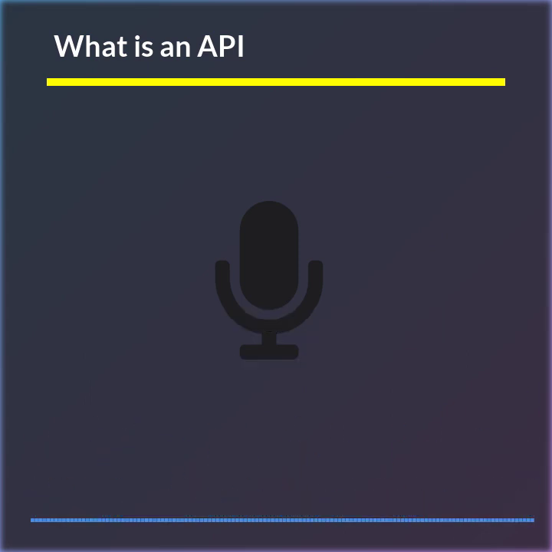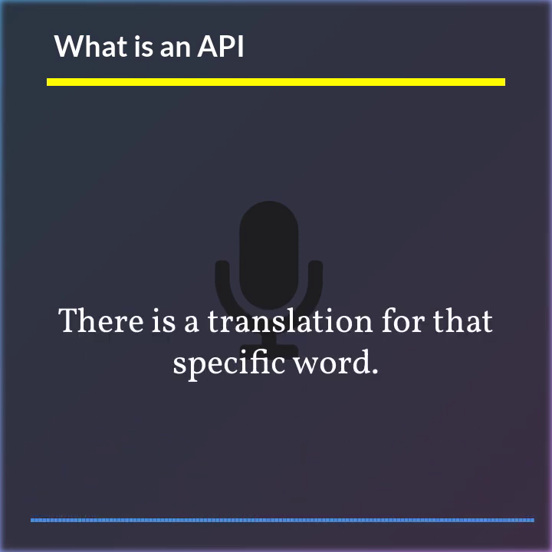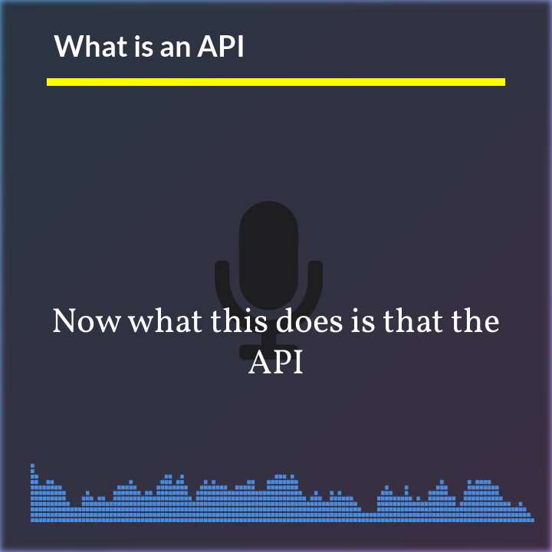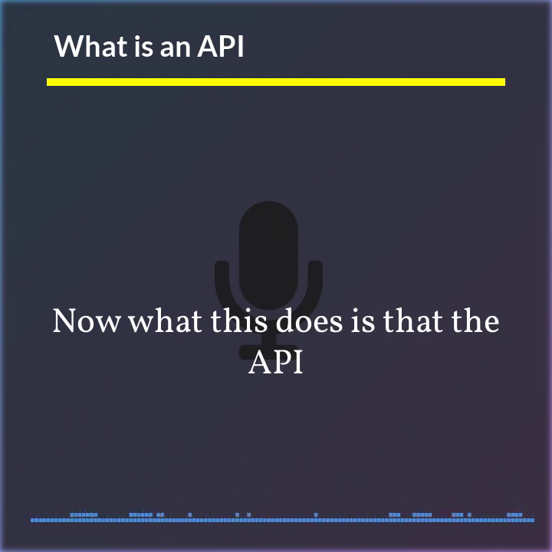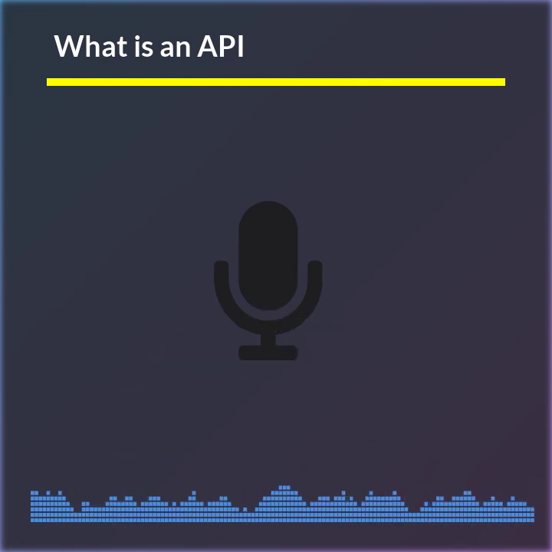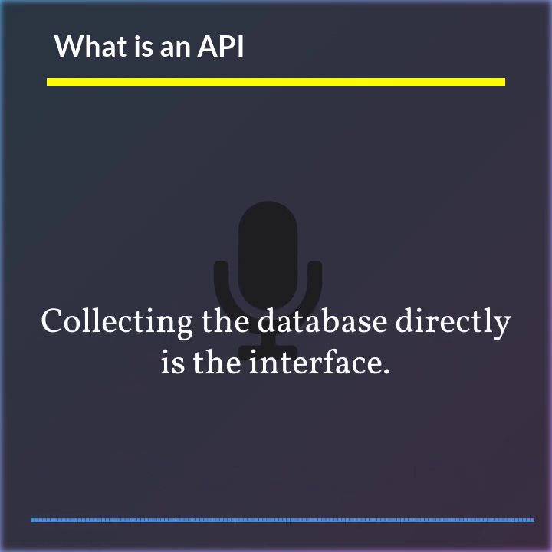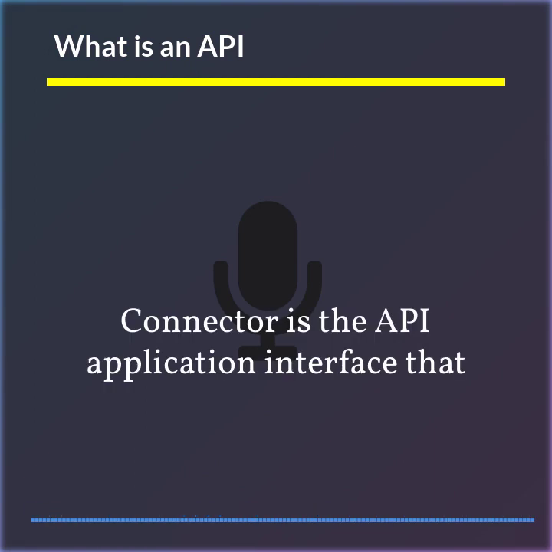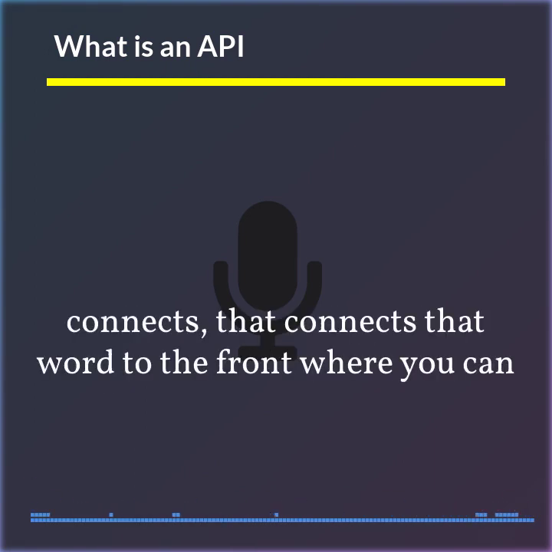For that word, there is a translation for that specific word. Now, what this does is that the API carries another wire, plugged inside the other part of that word that has the translation, and plugged into that database. It's like that wire connecting the database directly. It is the interface connector, the API, the application interface that connects that wire, that connects that word to the front where you can see it.